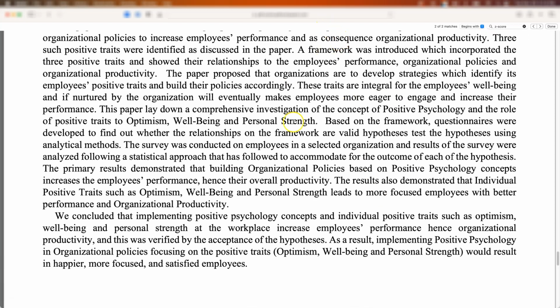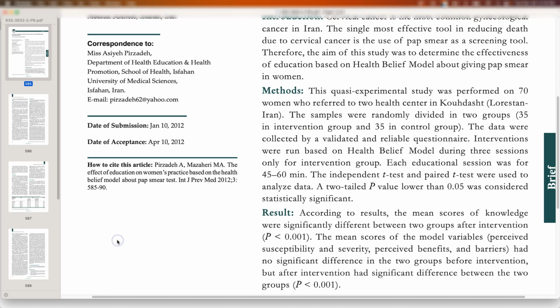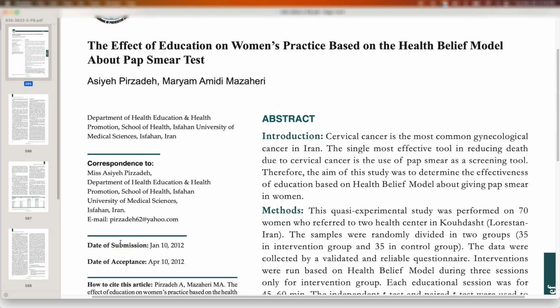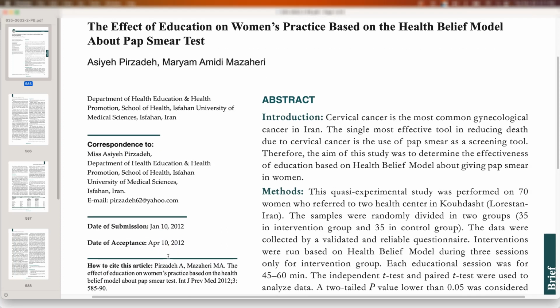Okay, so now I'm going to go ahead and grab another article. Here we have a quasi-experimental study, and this is about applying the health belief model. So if you're in our Doctor of Nursing program, you might be looking at something like this. They have 70 people, and they were divided into two groups: an intervention group where they did something, and a control group. For a quasi-experimental study like this, you're trying to find out, okay, were there meaningful differences? Were there statistically significant differences?